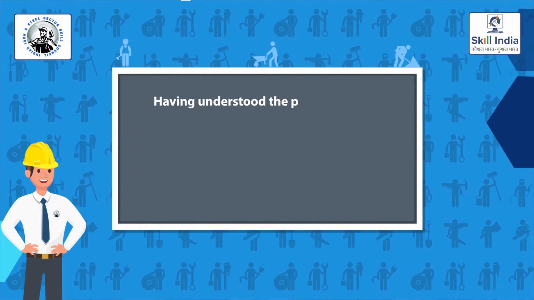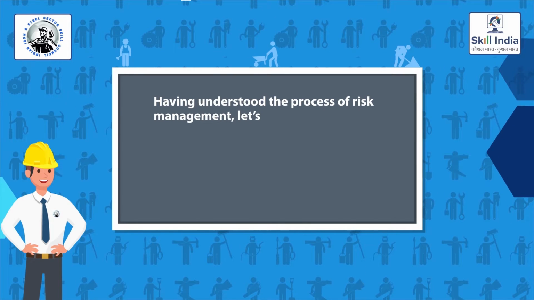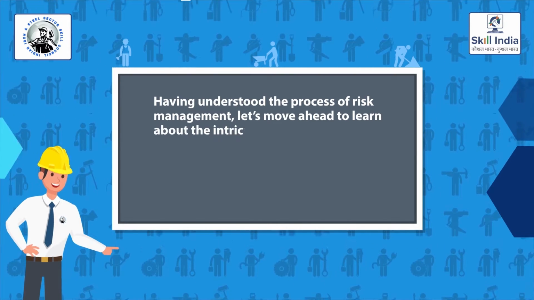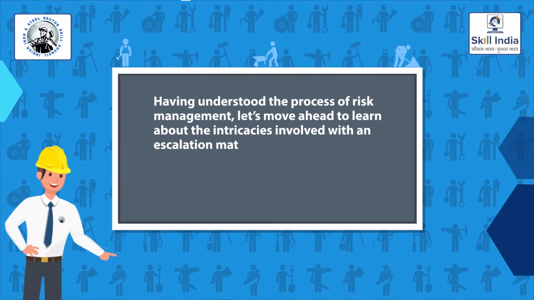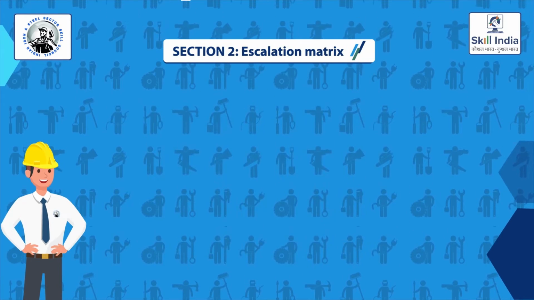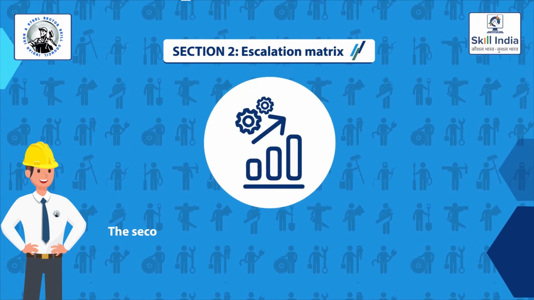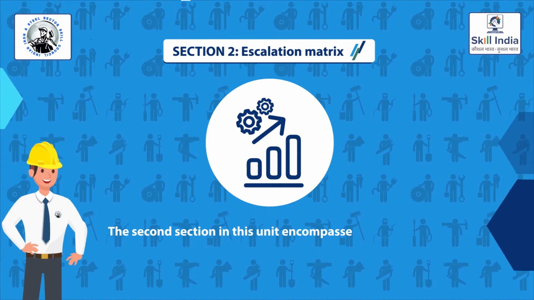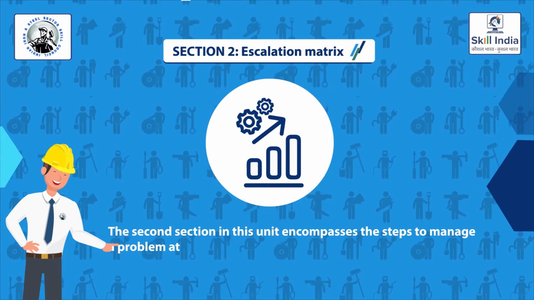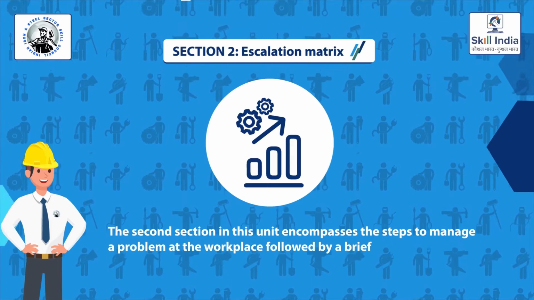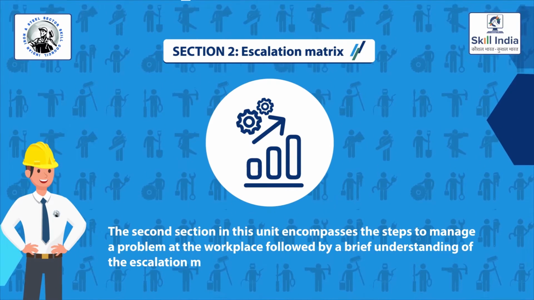Having understood the process of risk management, let's move ahead to learn about the intricacies involved with an escalation matrix. Section 2. Escalation Matrix. The second section in this unit encompasses the steps to manage a problem at the workplace, followed by a brief understanding of the escalation matrix, its features, and its workings.